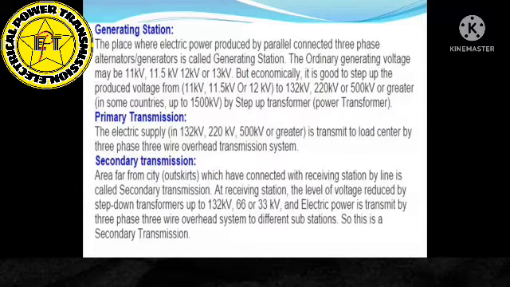Now comes secondary transmission. Areas far from the cities, outskirts, which are connected with the receiving station by a line, is called a secondary transmission line. Like your cities, like your Khairpur, they are connected with a secondary transmission line. At the receiving station, the level of voltage is reduced by a step down transformer to 132 kV, 66 kV or 33 kV, and electric power is transmitted by three-phase, three-wire overhead transmission to different substations. So this is secondary transmission.